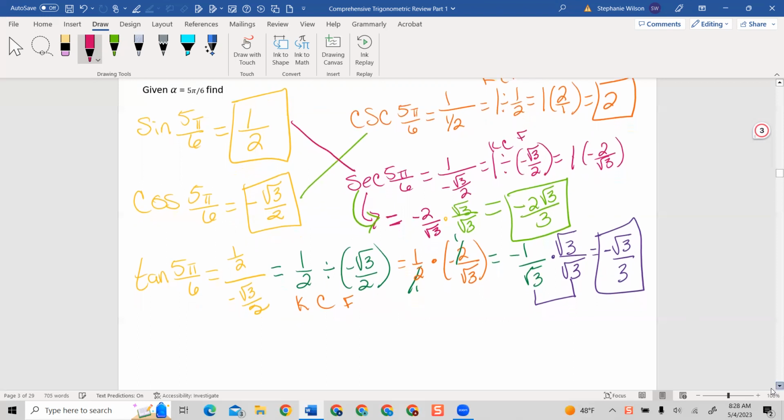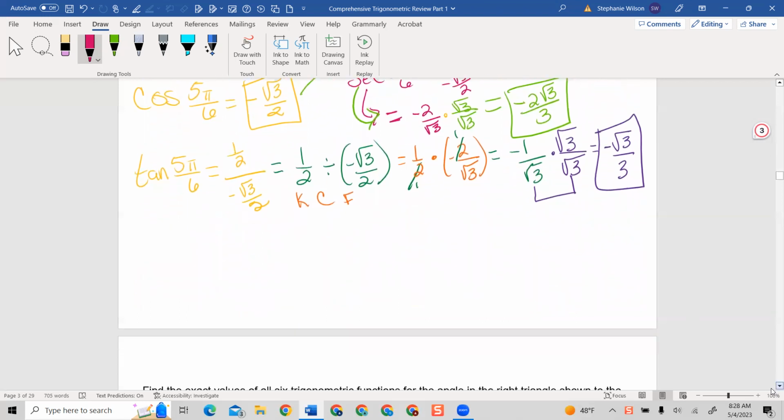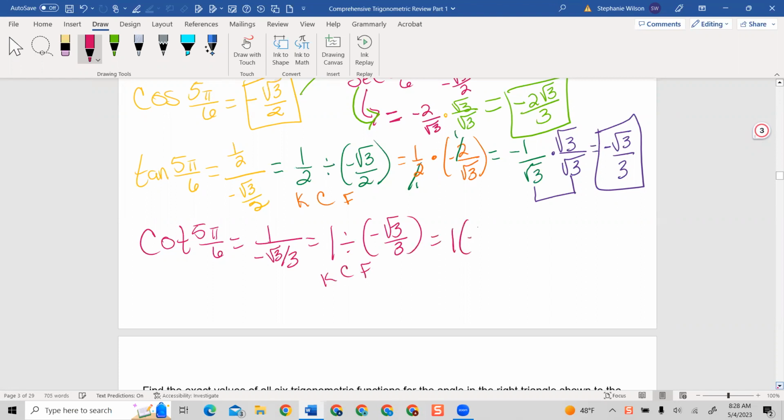Now, we have one left to do. We need to find cotangent. Well, we know what tangent is, so that's going to make it easier to find cotangent, right? Because cotangent is the inverse of tangent. So I have 1 over that negative square root of 3 over 3. Rewrite it. Keep, change, flip. So I have 1 times that negative 3 over square root of 3, which is negative 3 over square root of 3, but we can't have that as a final answer, so I'm going to multiply by the conjugate.